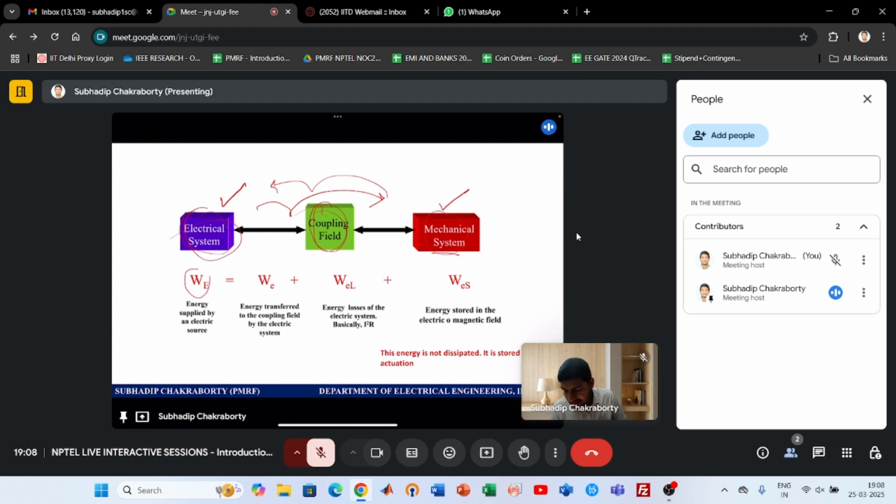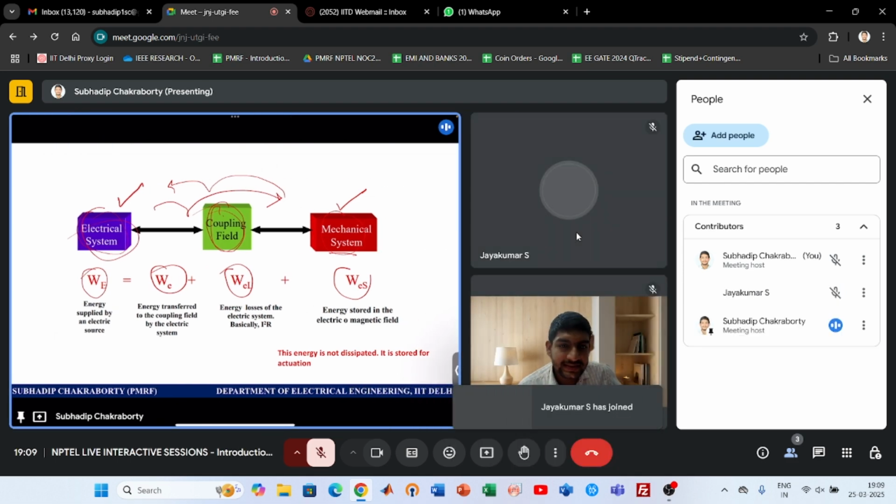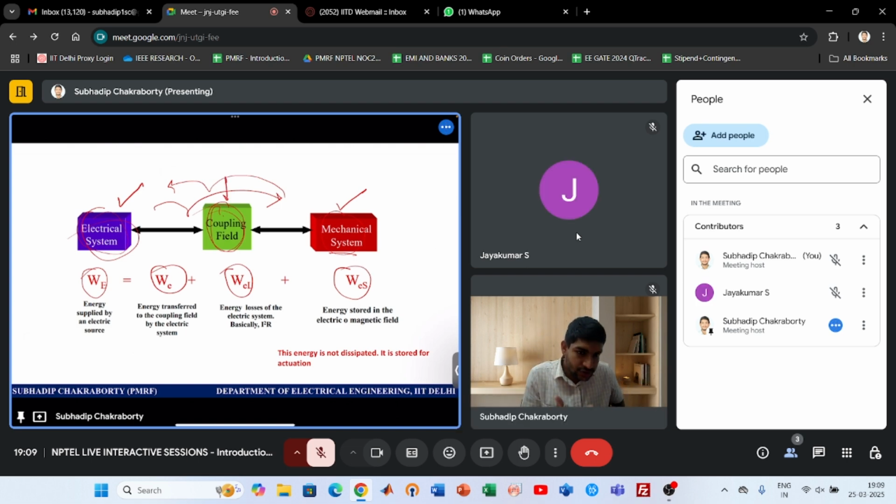So you know that the electrical energy is supplied, for example, by a source, and then that energy will be split into the coupling field and the losses, right? The energy which you deliver from the electrical side, in order to convert to the mechanical side, is first stored in a medium which we have termed the coupling field, and the remaining part is lost, right? Because in electrical systems also, there are conduction losses.